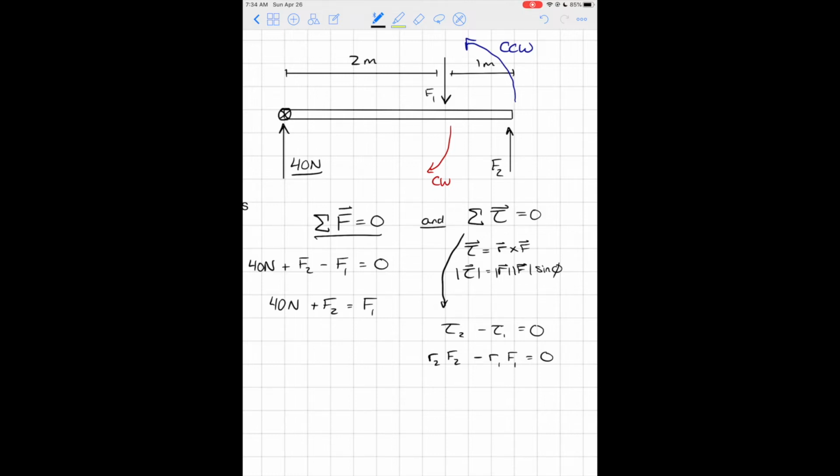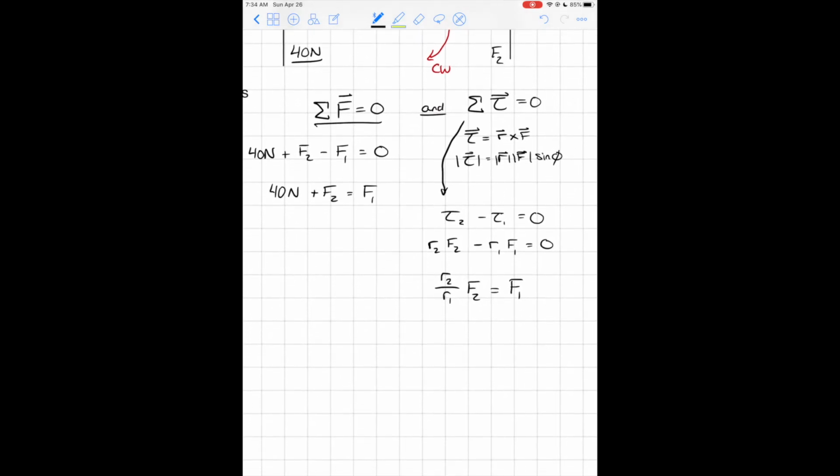Probably best if I substitute in. So let's throw this on the other side. Let's try to think a couple steps ahead here. Maybe R2 over R1 times F2 equals F1. I think that probably makes a lot of sense to do.